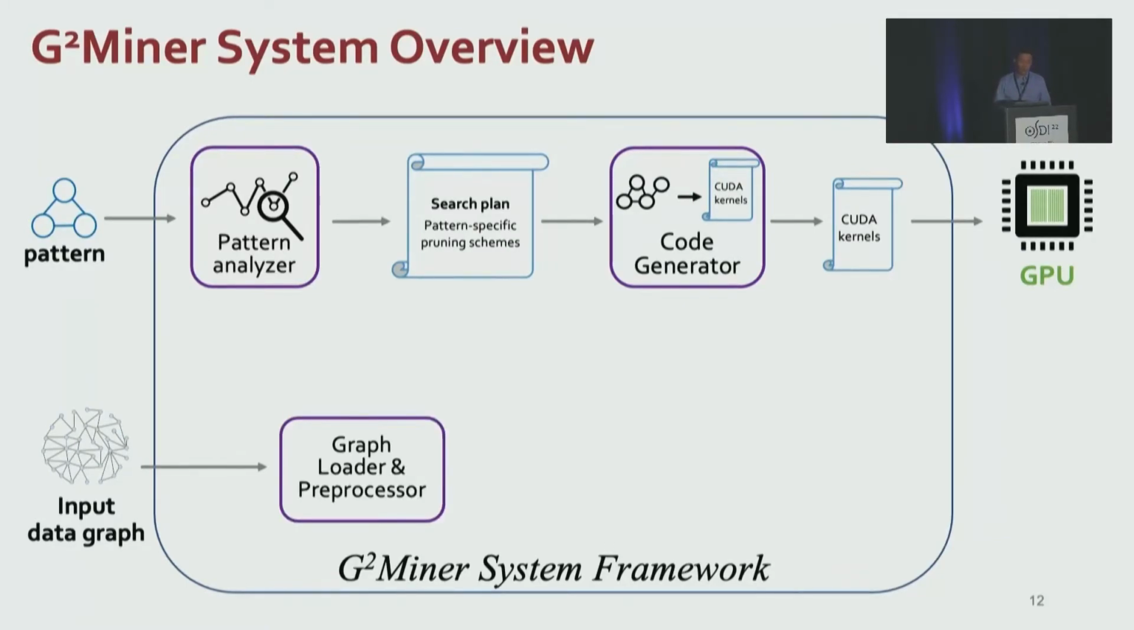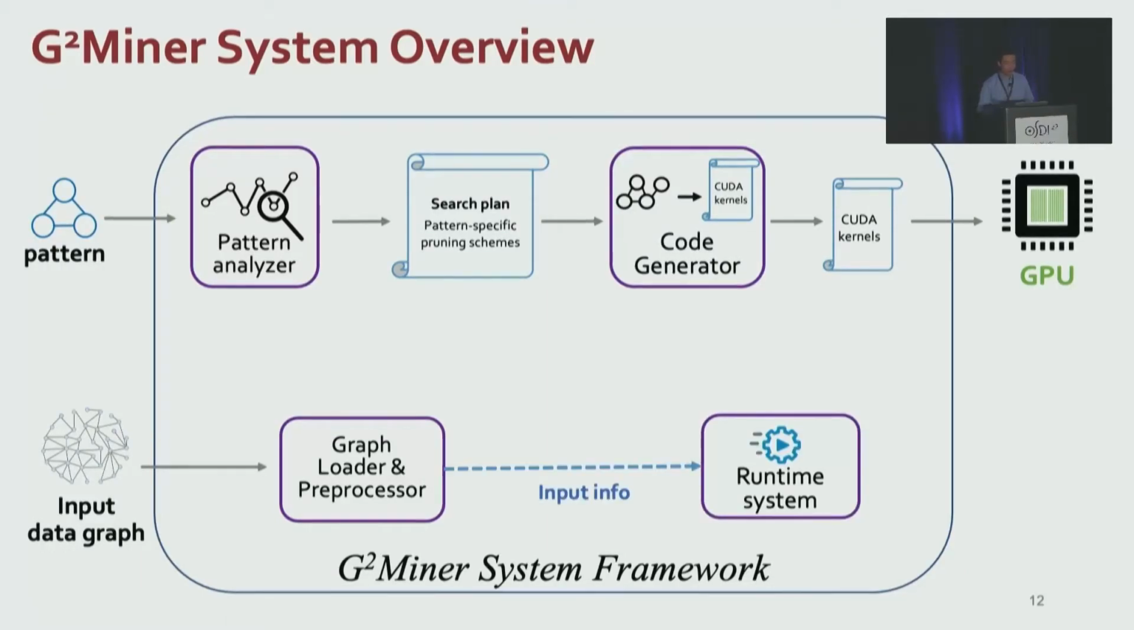And this plan is then fed into a code generator, which generates the pattern-specific CUDA code that can run on the GPU. At runtime, we have a graph loader, which loads in the input graph and does pre-processing on the graph to reduce computation. The loader can also extract useful input information and feed it into the runtime system. So the runtime can use the input information to make runtime decisions specific to the inputs, for example, the memory allocation for the intermediate data. Meanwhile, the pattern analyzer will provide the pattern information to the loader and the runtime system. So the loader can perform pattern-specific pre-processing, and the runtime can enable pattern-specific optimizations.